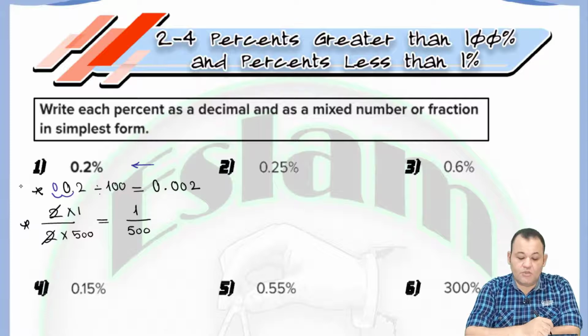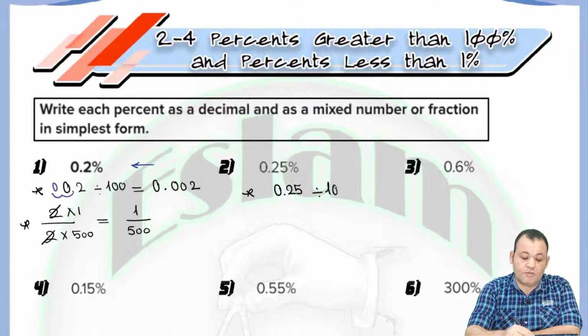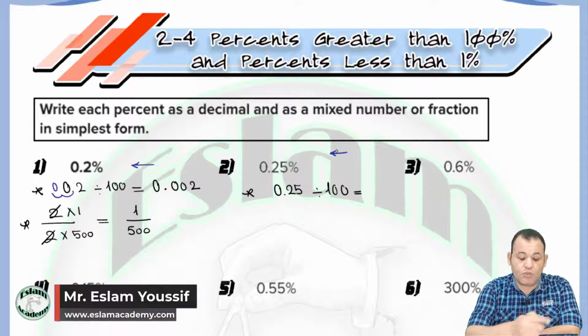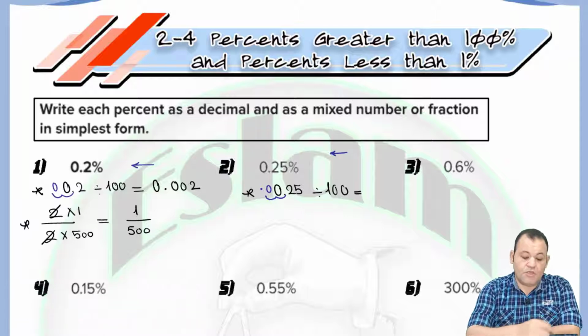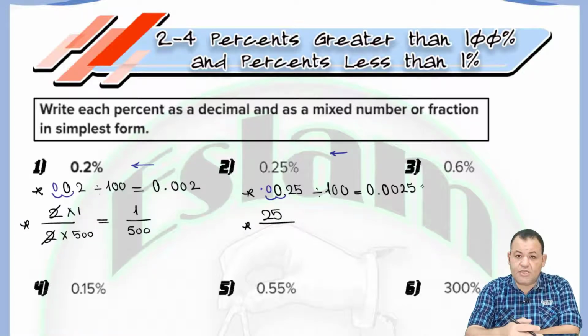Again for question number 2, we have 0.25%. To write as a decimal we just divide it by 100. So we have here 0.25 divided by 100. When you divide by 100, just move the decimal point 2 places to the left. So it will be 1, 2. Just put the decimal point here and put 0. So the answer now will be 0.0025. Now if we need to write it as a fraction, just write 25 without any change. Because you have here 4 digits at the right of the decimal, it means it will be over 10,000.